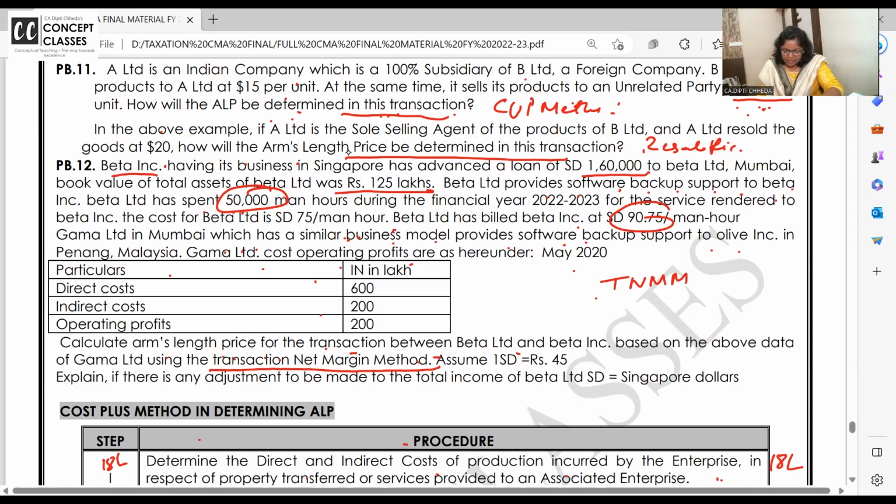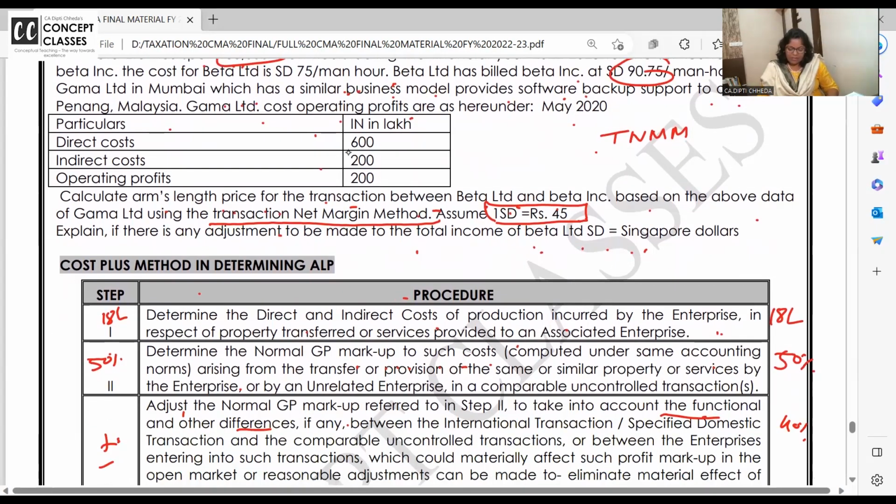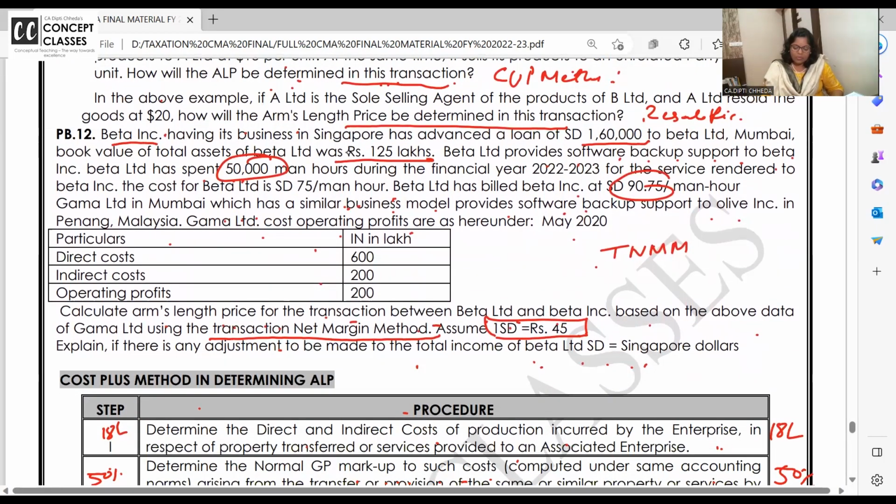Calculate arm's length price for transaction between beta and beta inc on the above data based on gamma. गामा को कोई लेना देना नहीं है beta से, but third party कैसे transaction कर रहा है based on that, and one Singapore dollar is 45 rupees. Explain if there is any adjustment to be made to the total income of beta limited. और Singapore dollars आपको दिया होगा, SD सिंगापुर डॉलर्स, ये रहा 1 सिंगापुर डॉलर इज 45 rupees. ठीक है. So with this we will do the last one.